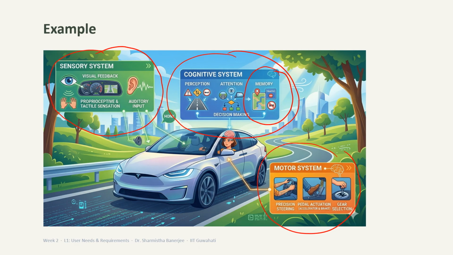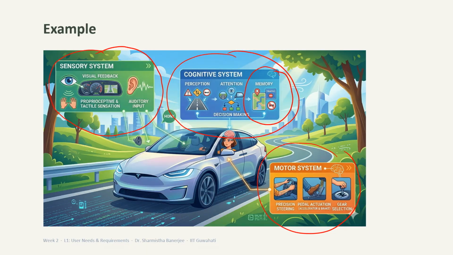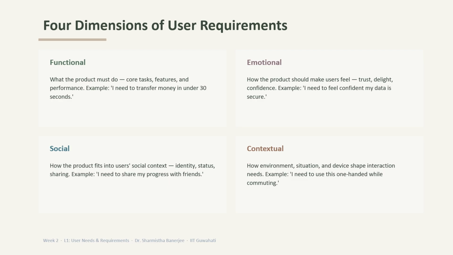If my body has certain kind of physical problems, let's say I have arthritis, I have certain kind of motor limitations, there will be an effect of that on the way I am steering it, or the way in which I am doing a pedal actuation, or the way in which I am doing the gear selection. So the sensory, the cognitive and the motor system have to work in tandem to produce the result of driving. So if I am doing a user research, I need to understand all of these systems, because that is what defines a human being. Now let's look at the 4 dimensions of this user requirement.